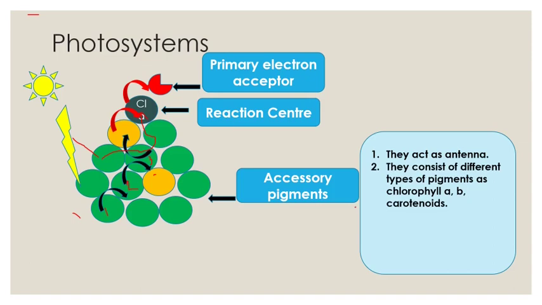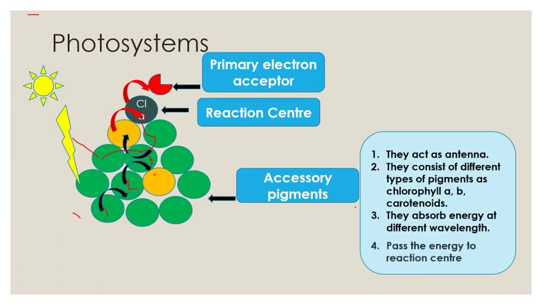These accessory pigments are of different types: chlorophyll A, B, carotenoids. They absorb the solar energy at different wavelengths and pass the energy to the reaction center. Reaction center plus accessory pigments together are called the photosystems. So I hope you have followed the photosystems.